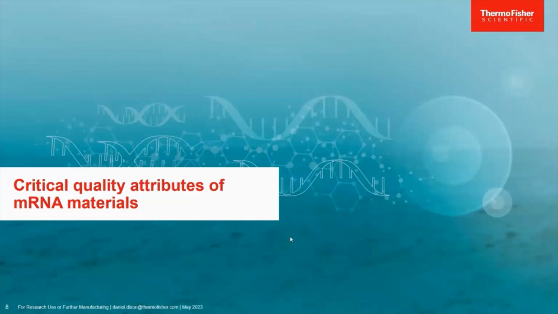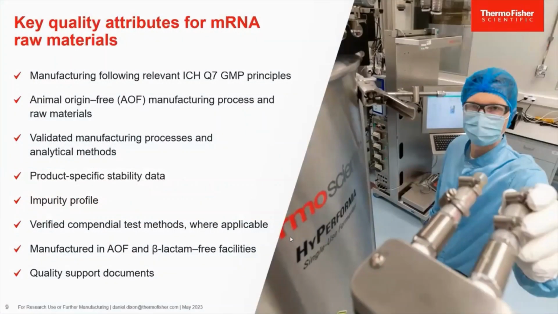So if quality is first and foremost, let's dive a little more into the critical material quality attributes for manufacturing mRNA. The list shown above highlights some critical quality attributes for GMP material. First, the manufacturer of material should follow ICH Q7 principles. Ensure the material manufacturer you work with follows those guidelines along with the process and end product that is animal origin free and beta-lactam free.